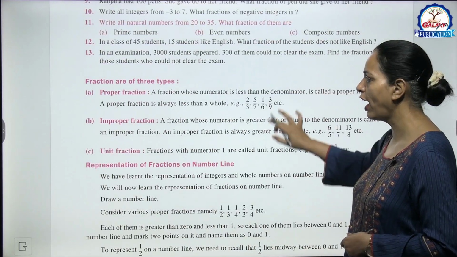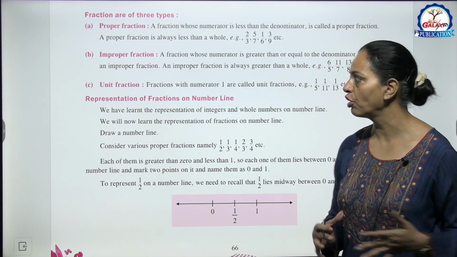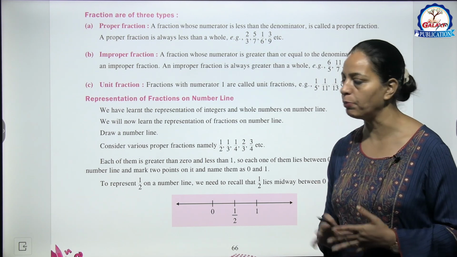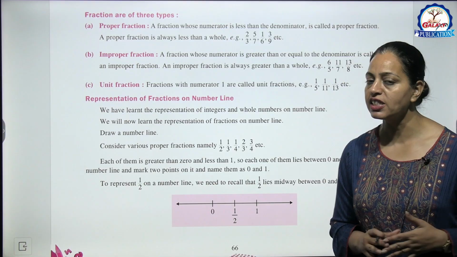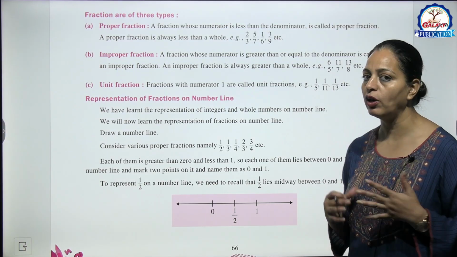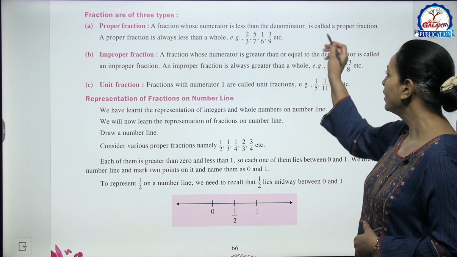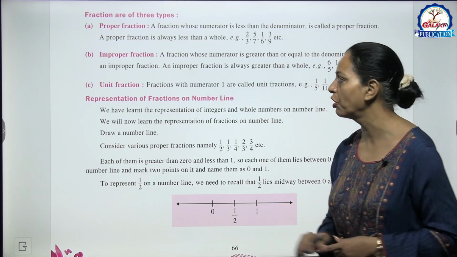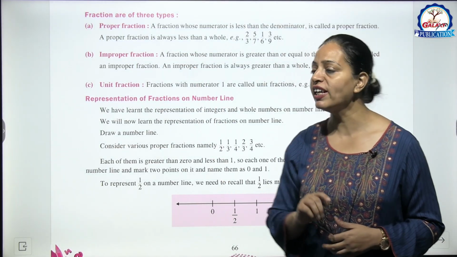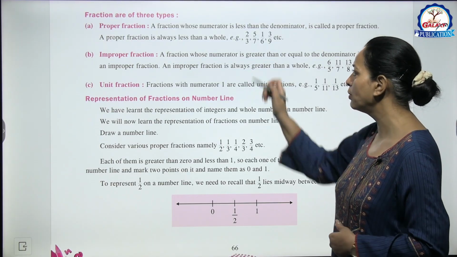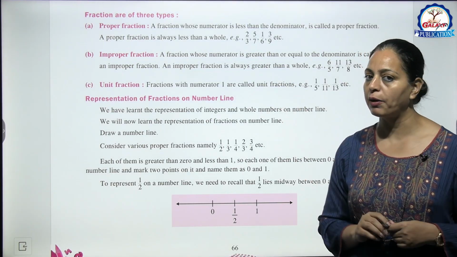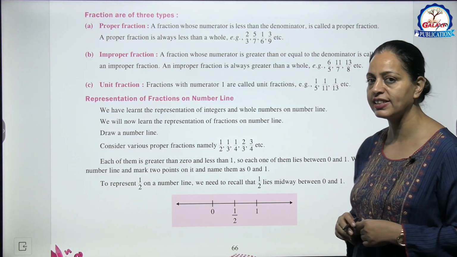Now the next we have types of fraction. Fractions are of 3 types. A part, proper fraction: a fraction whose numerator is smaller than or less than the denominator, that is a proper fraction. A proper fraction is always less than a whole, means less than 1. For example, 2 by 3, 5 by 7, 1 by 6, 3 by 9, etc.